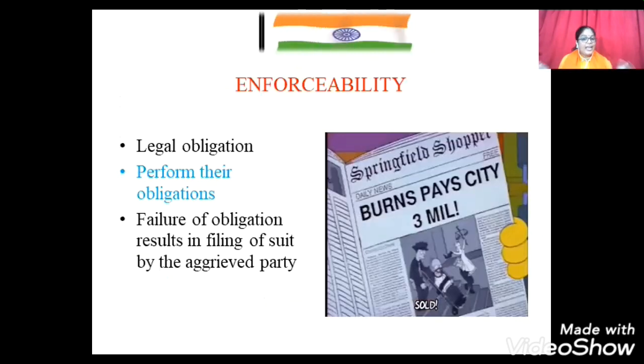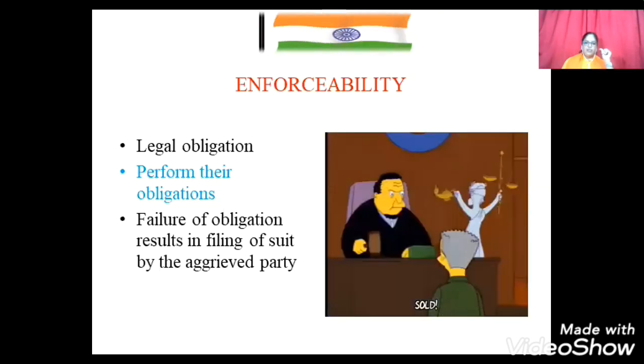Right. Now, enforceability. To make a contract, there must be two things. One is the agreement, another one is the enforceability. Enforceability means legal obligation. Whenever we are entering into a contract, there must be a legal obligation. Legal obligation means if either of the parties fails to perform their contractual obligation, the other party, the aggrieved party, has a right to seek justice. They can go to the court and they can claim damages.